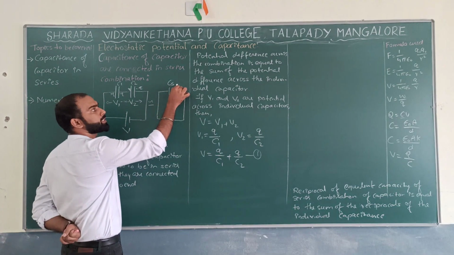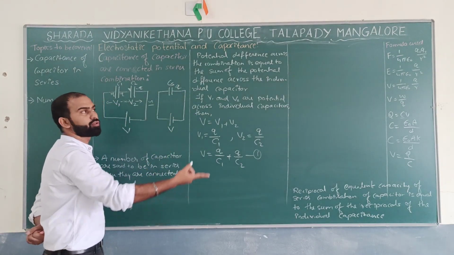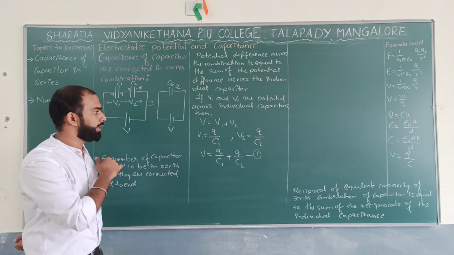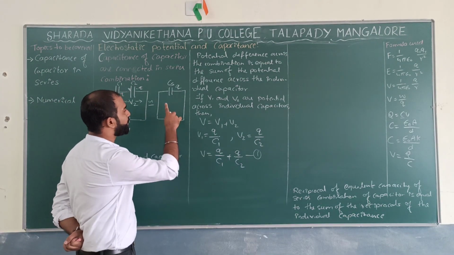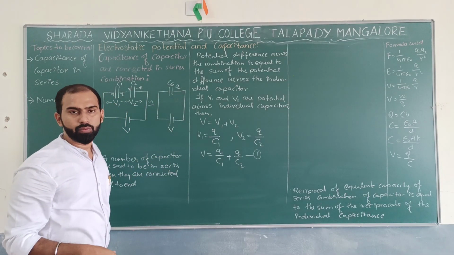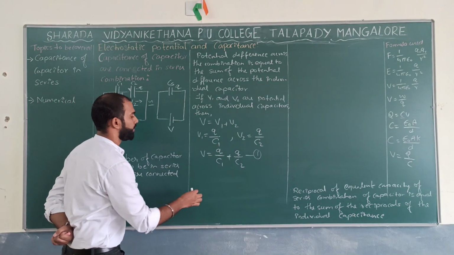What is the charge I can expect? It is Q over here. What is the potential I can expect across this? That is V we can expect. So similarly, with respect to this three-capacitor combination, what can I write with respect to the capacitance value or the voltage value?